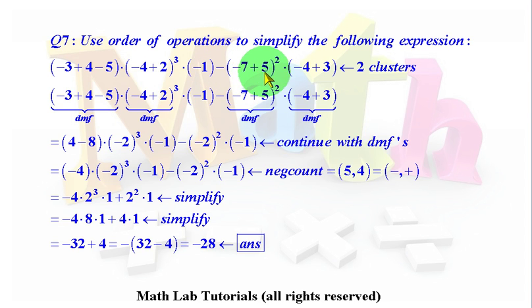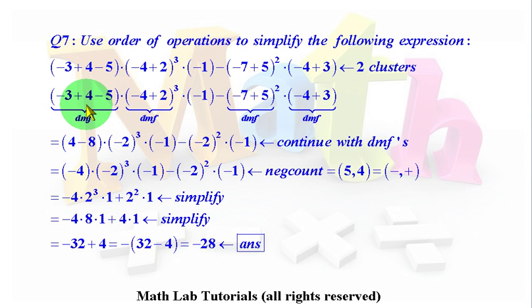Then we have bracket negative 7 plus 5 to the power 2 dot bracket negative 4 plus 3. Again, because of the dot, we identify this as a cluster. So altogether we have two clusters. The next operation is to do the DMFs inside the brackets. Recall the DMF means do me first. So BEDMAS says do the operation inside the brackets first. And that's what we're going to do. So that's a DMF, that's a DMF, that's a DMF, and that's a DMF. That's what we're going to do next.